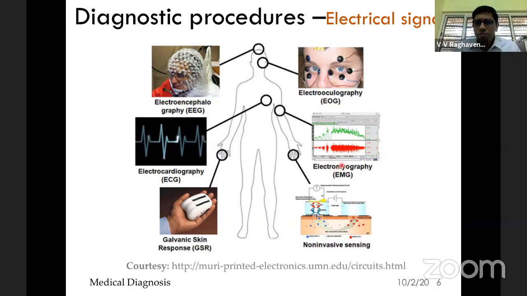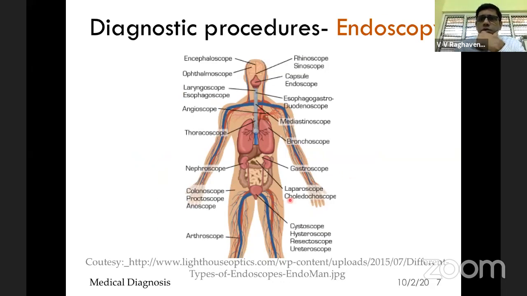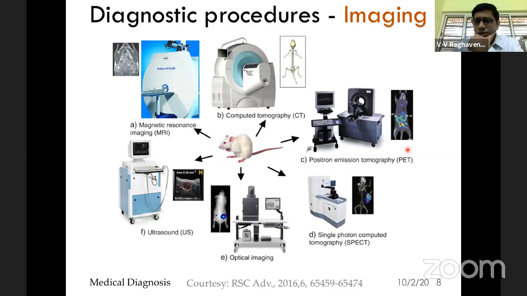Whereas EMG, electromyogram, that is the electrical signal originating from the muscle. ECG from the heart, EMG for any muscle. So there is really no pattern to the EMG signal, and you simply see the intensity and frequency. That's it. And endoscopy, there's something called endoscopy, which you will do mainly to find out if there is any abnormality with respect to that organ. And then some imaging techniques, they're all there.